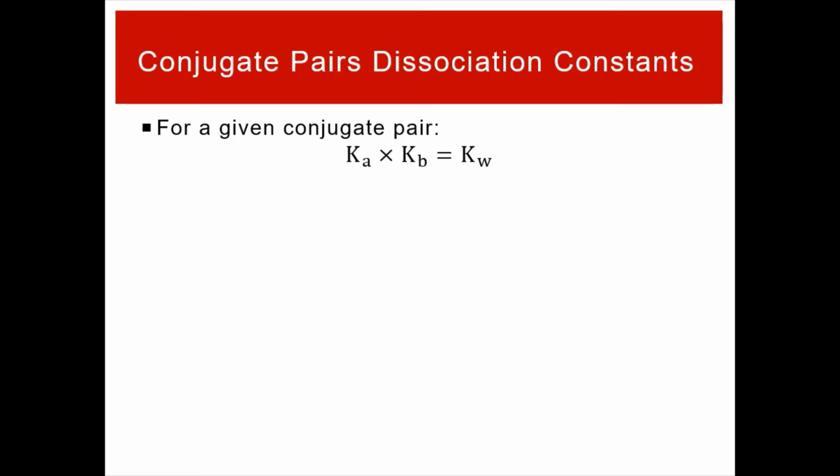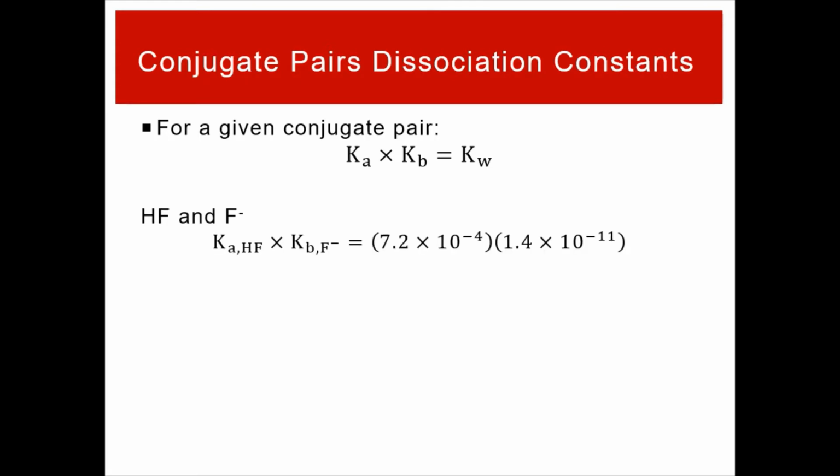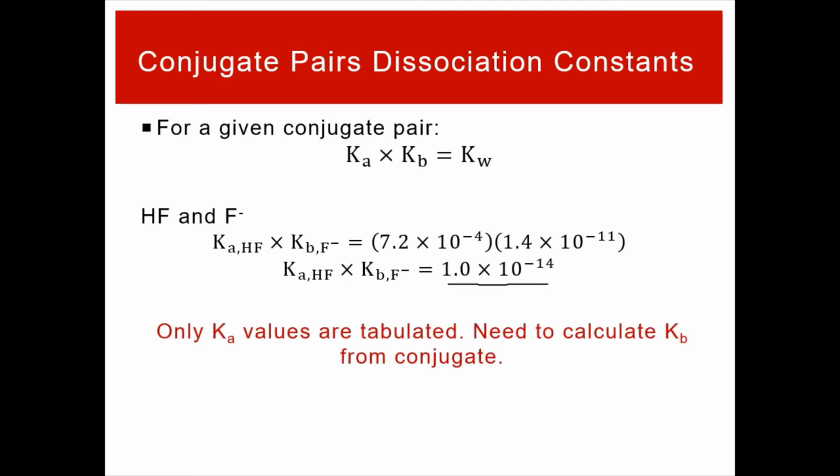And that Kw is the equilibrium constant for the reaction of water with itself to make hydroniums and hydroxides. And so, for example, if I have HF and F-, the Ka of HF is 7.2 times 10 to the negative fourth. We could look that up. Kb of F-, we can look that up: 1.4 times 10 to the negative 11. We multiply those together, we get 1.0 times 10 to the negative 14th, which is the value for Kw.